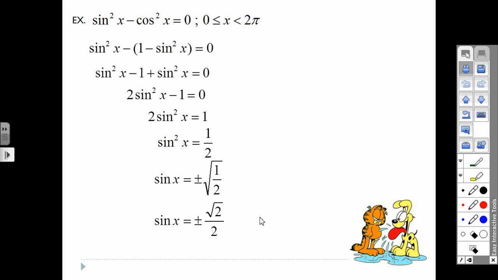And those are all going to be the angles that are pi over 4, or use pi over 4 as a reference angle. So that's pi over 4, 3 pi over 4, 5 pi over 4, and of course 7 pi over 4.